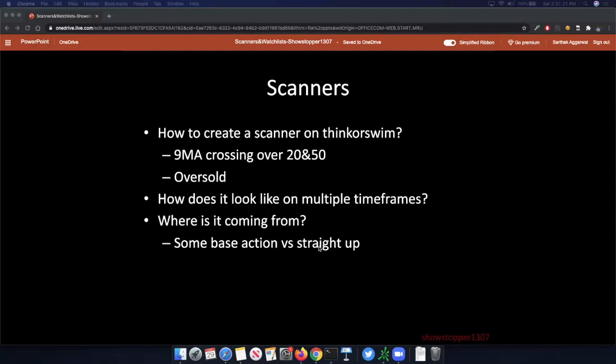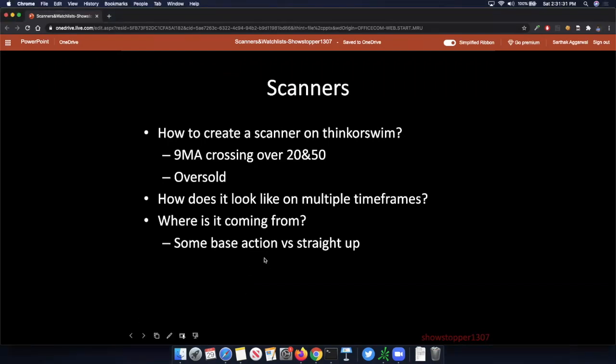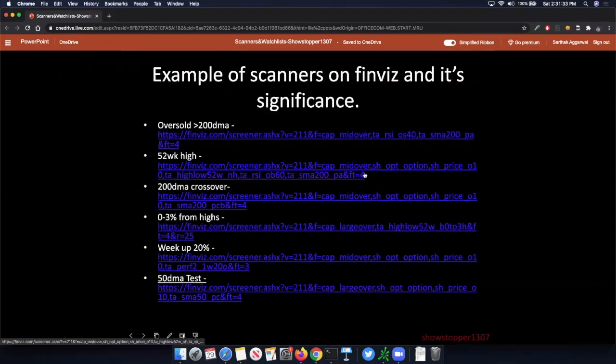And where is it coming from? Does it have some base action versus straight up? I think I discussed how LBTYA was. So let's move on. This is something which I do other than my Think or Swim platform. These are some of the scanners which I try to use post market to figure out what kind of stocks might be interesting moving forward.